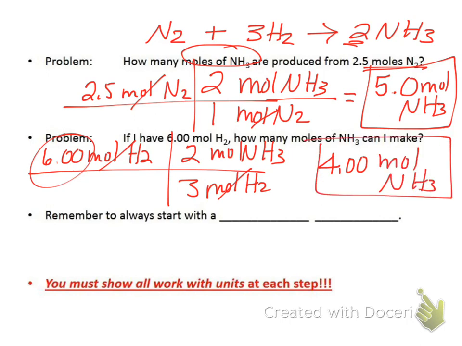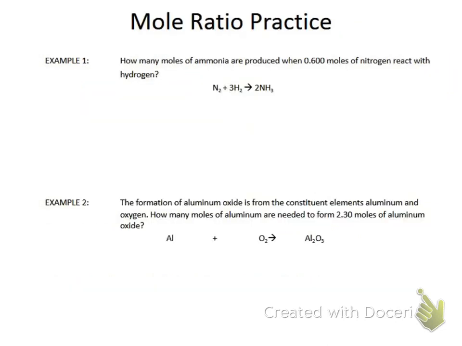Okay? Remember, you must always start with a balanced equation. If you do not balance the equation, you're going to have your mole ratio off, and then you will not get the right answer. Okay? So on this next one, we're not going to do example 1 because we've done ammonia 3 times now. So I want you guys to try to work example 2 and see if you get the correct answer.